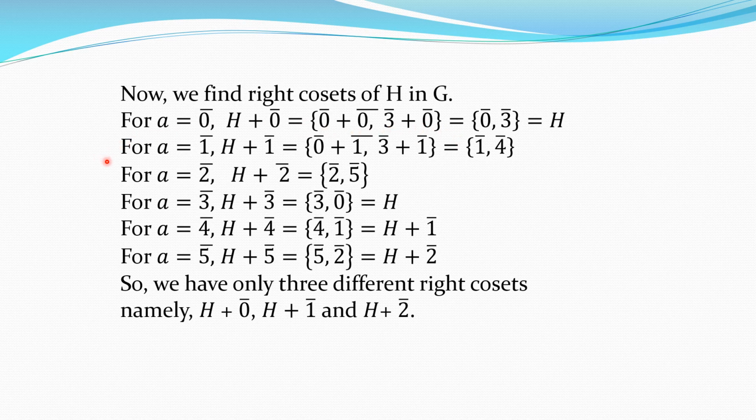Then a equal to 1 bar. So H plus 1 bar is 0 bar plus 1 bar, 3 bar plus 1 bar, which is 1 bar, 4 bar. Same way for a equal to 2 bar, adding 2 bar to every element of H from the right side, it is 2 bar, 5 bar. Again for 3 bar, 4 bar, 5 bar, we are getting H, H plus 1 bar, H plus 2 bar. So we have only three distinct right cosets, namely H, H plus 1 bar and H plus 2 bar.